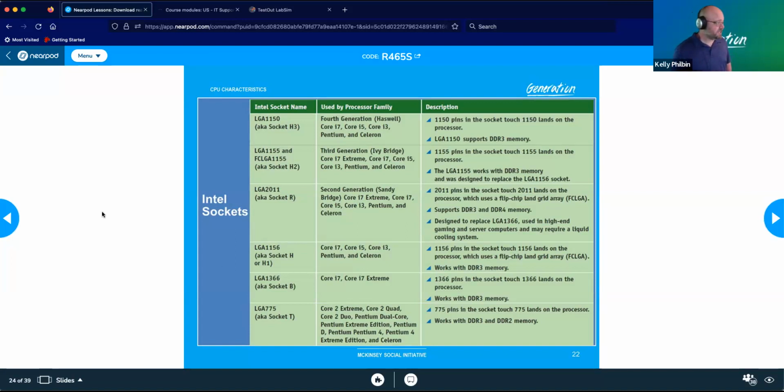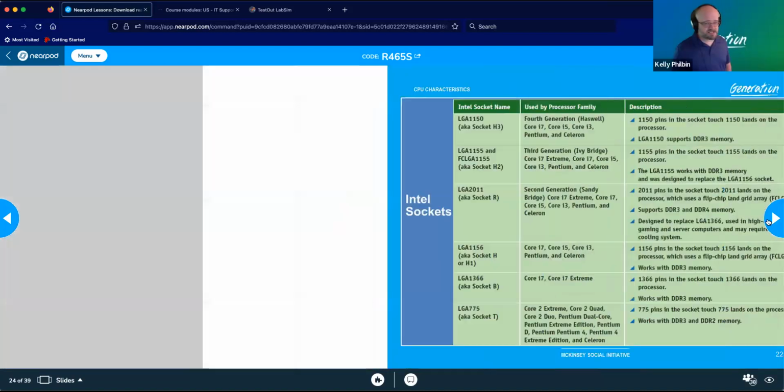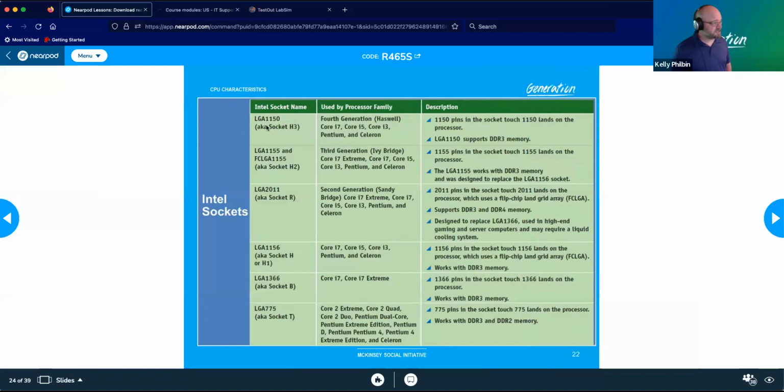So LGA sockets, remember land grid array, flat sockets here. So an LGA socket, they list all their sockets as LGA. Makes it kind of easy. So at worst, you'll get yourself down to 50-50 if they have two AMD sockets and two Intel sockets. So LGA has LGA socket names. Make sense?